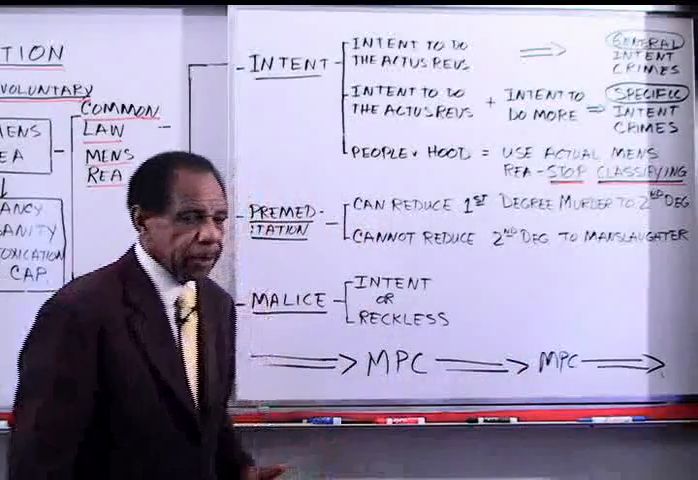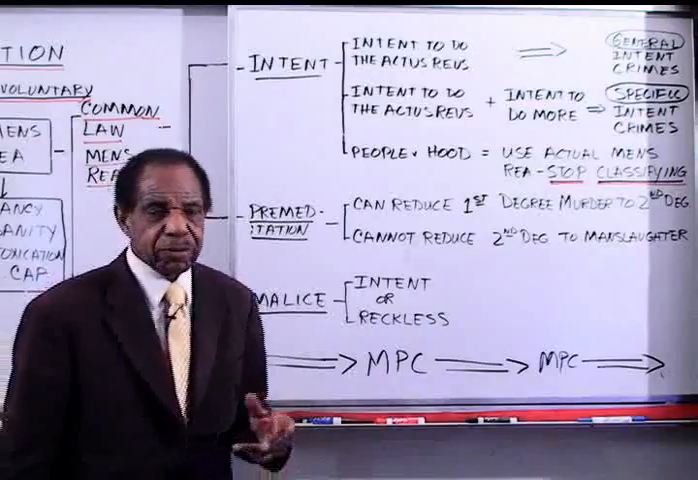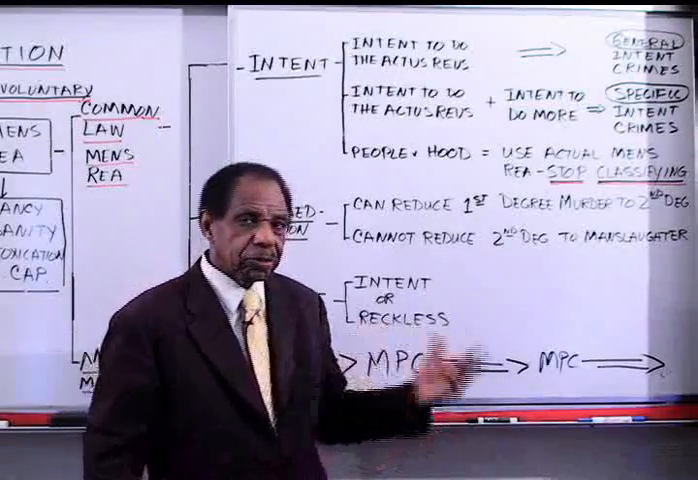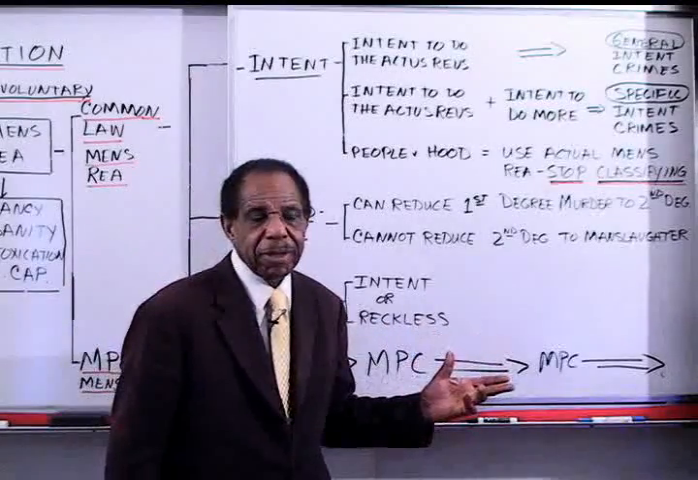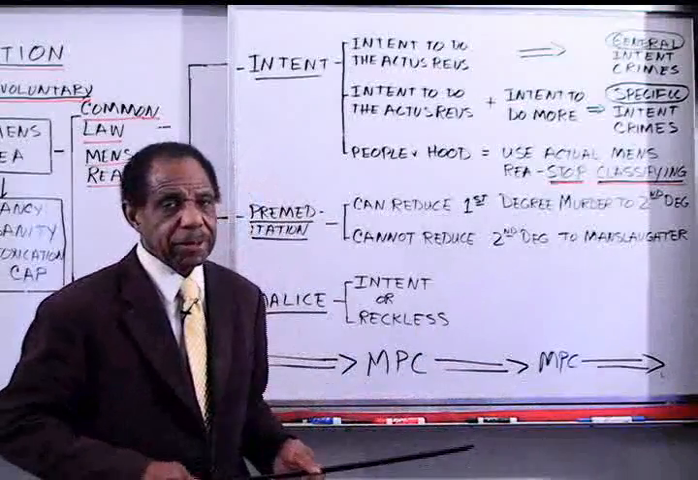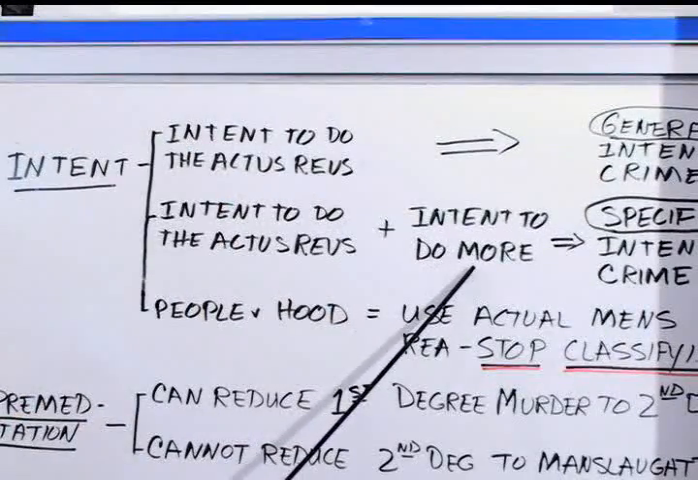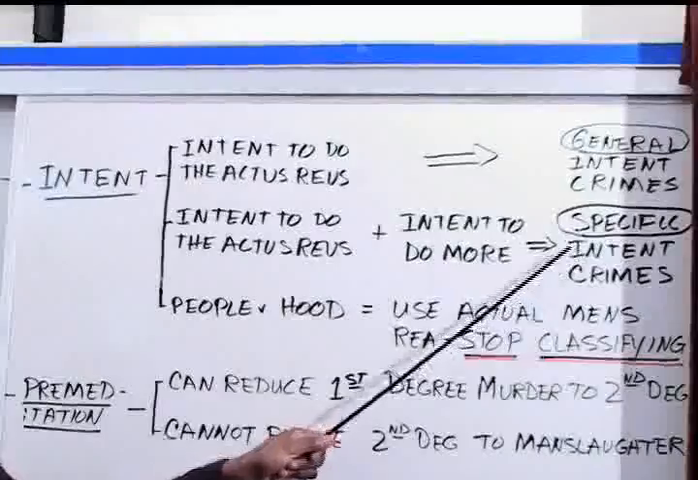And so forth. In the case of attempt, the person did something which was close to perfecting the crime, but didn't perfect the crime, with the intent to perfect the crime. So those cases where you have this additional intent that the person intended to do, those are the specific intent crimes.